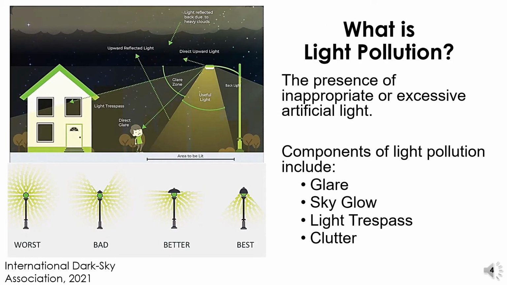Light pollution is defined as the presence or use of inappropriate or excessive artificial light. Components of light pollution include glare, sky glow, light trespass, and clutter. Approximately 80% of the world's population and 99% of the US population lives under sky glow or light polluted skies.